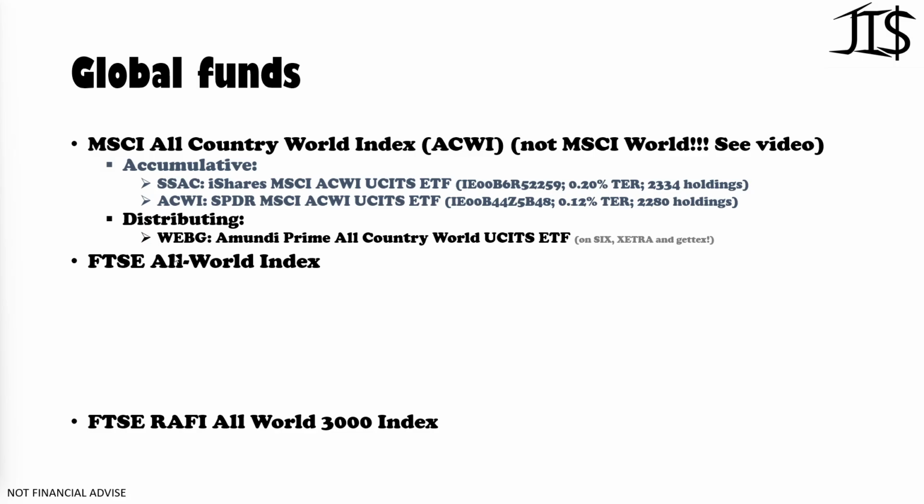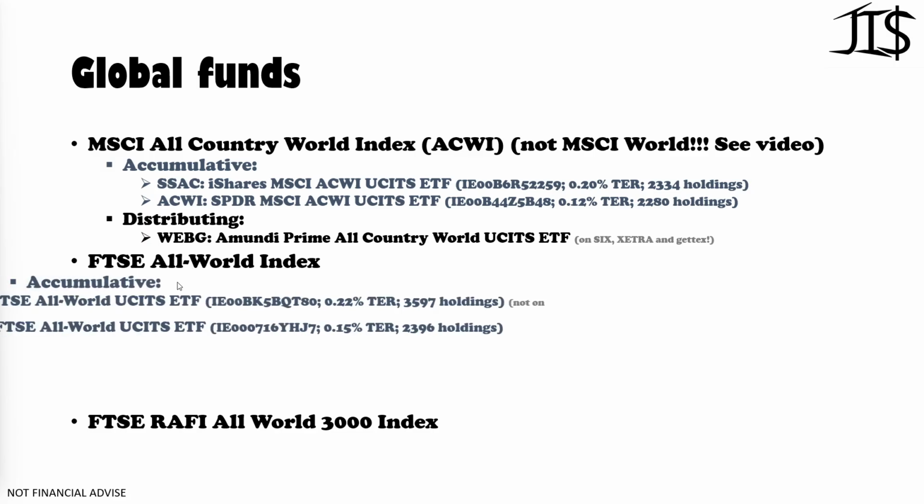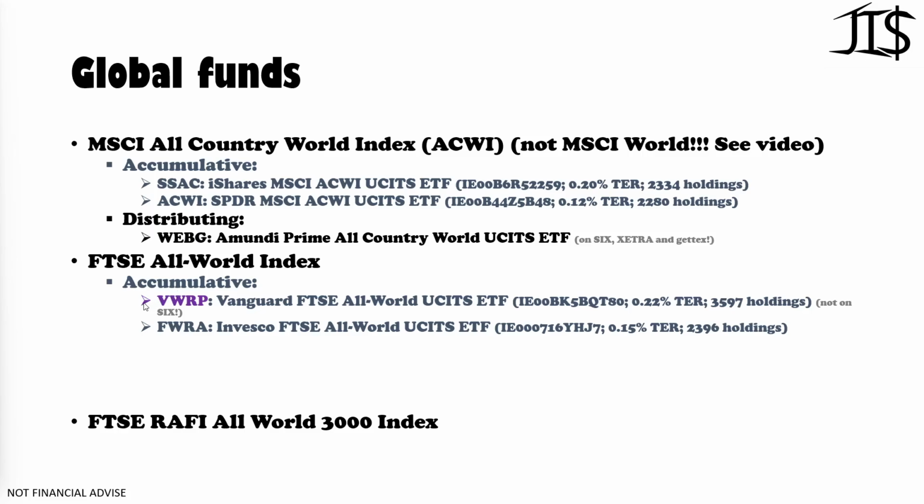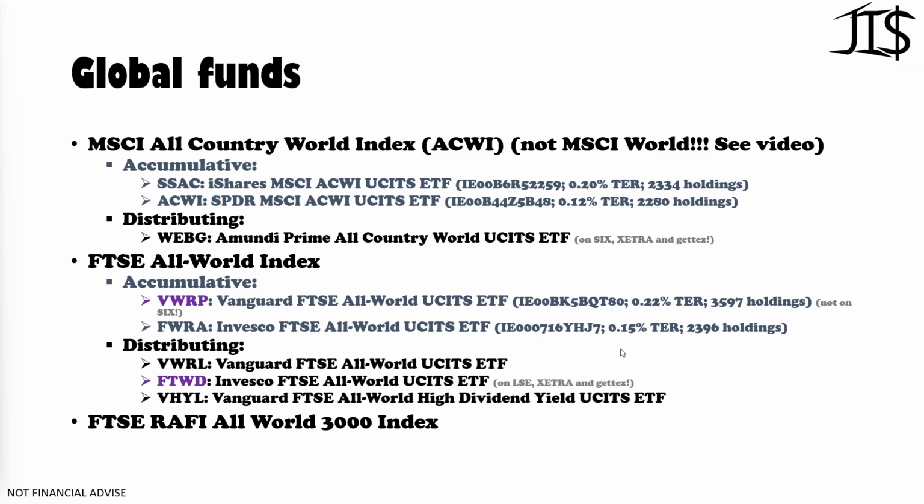you are able to buy the WEBG. Then from the FTSE All World Index, we also have two accumulative ETFs, the VWRP from Vanguard and the FWRA from Invesco. So once again, the ISIN code and the total expense ratio are there, and the number of holdings that they hold. And then you have the distributing ETFs, the VWRL, well-known ETF, Vanguard FTSE All World UCITS ETF. And then you have the Invesco counterpart, the FTWD.